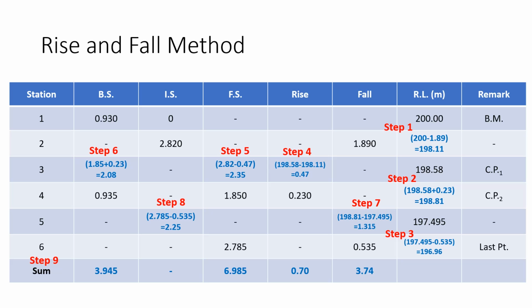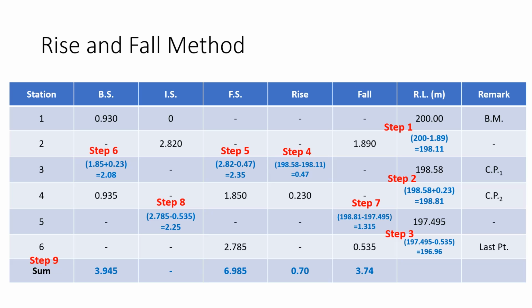So, step 1, we will go through the reduced level for the second station. How? Do you still remember what it means if it is negative? It means fall. So you know fall is a negative. You use the station 1 reduced level minus the fall, and you will get the answer for the reduced level at station 2.